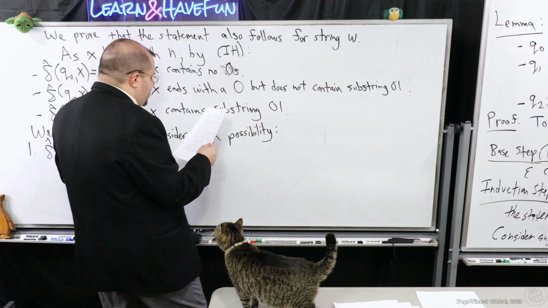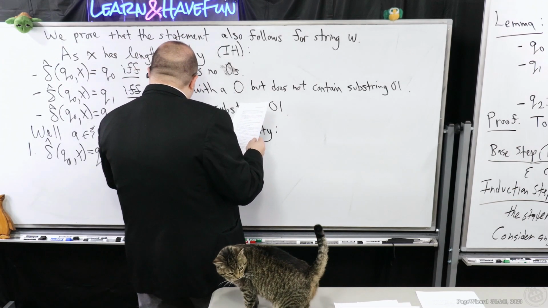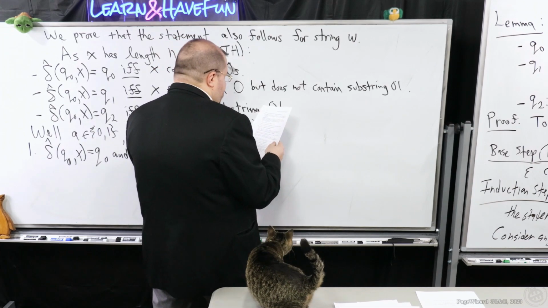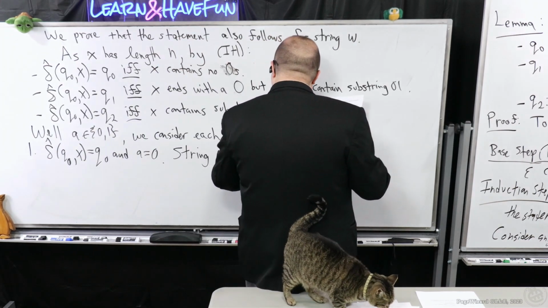So let's see what this one does. So string x contains no zeros, right? That's what we know.